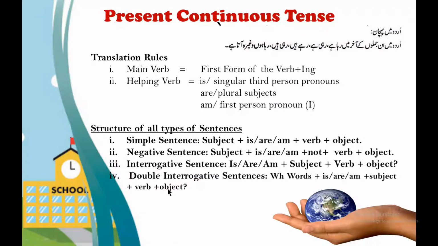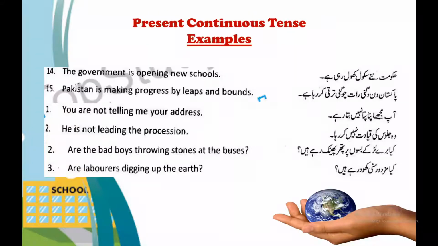If you understand all the information I have talked about just earlier, everything will be easy for you in terms of translating present continuous sentences into Urdu and into English. So if we can move forward to present continuous examples, for example, हुकूमत नए स्कूल खोल रही है. So रही है is there, rahi hai is there, so we immediately can understand this is from present continuous tense, and we have to translate according to the rules of present continuous tense.